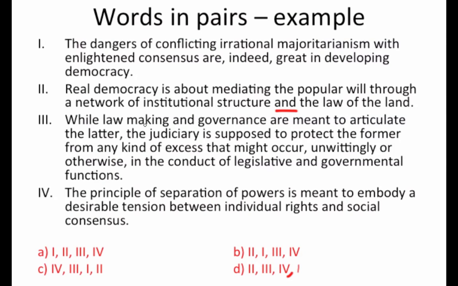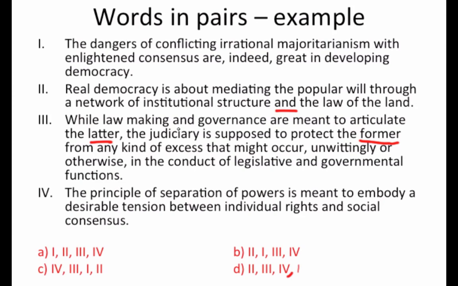Keep that in mind. While lawmaking and governance are meant to articulate the latter. Okay, so I got a latter here. The judiciary is supposed to protect the former. Okay, so I need two things which are connected. Judiciary protects the former, whereas lawmaking and governance are meant to articulate the latter. So I need two things. Can these two things be institutional structure and law of the land? Not exactly, because this is talking about implementing something.